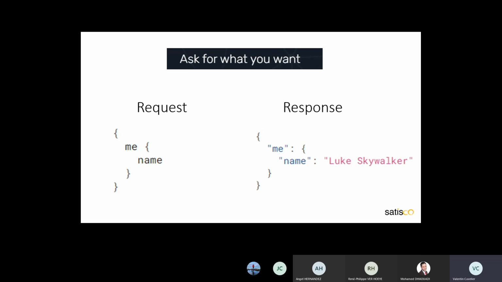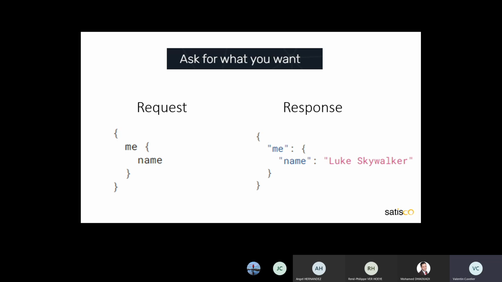So if you see, we create a request me and the name, and we have the response me name. We see directly that the structure of the response is exactly the same as the request. So we have exactly the same structure, and we can predict this structure beforehand. It is not the same as in REST, if we compare.